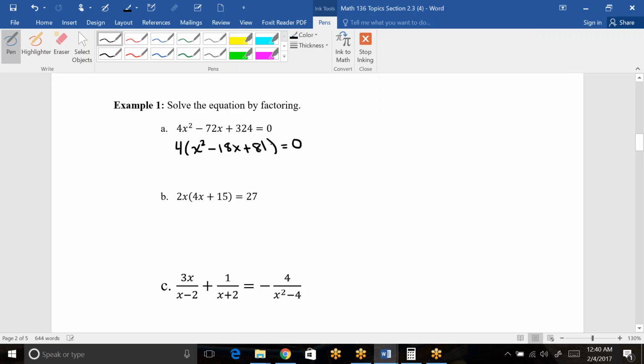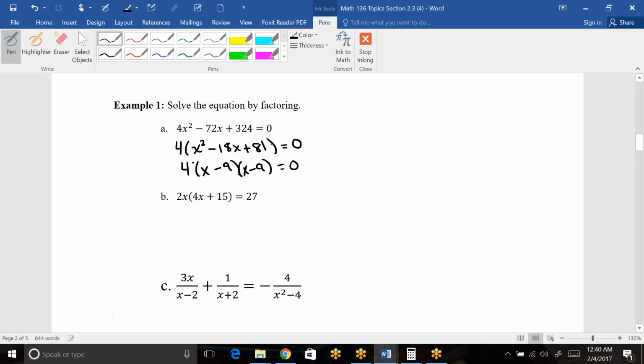We need factors of 81 that add to negative 18, and they're going to have the same signs, so they have to both be negative. That, to me, screams negative 9 and negative 9, because they multiply to positive 81 and they add to negative 18. Because they are identical, you only need to solve one of them.